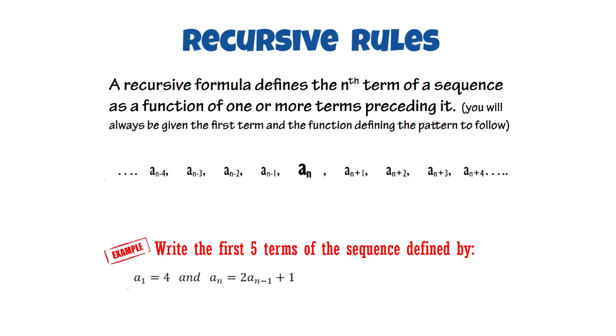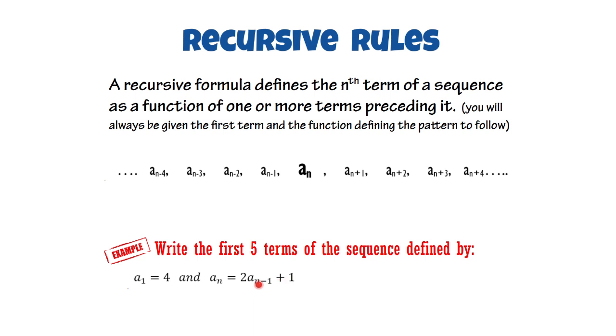Let's do a few. This one says find the first 5 terms of the sequence defined by, all right, here they are. They're giving me the first term is a 4. I have to find 5 terms. Here's the first one. And then here's the rule that they're giving me. To find the nth term, I'm going to take 2 times the n minus 1 term and then add 1.